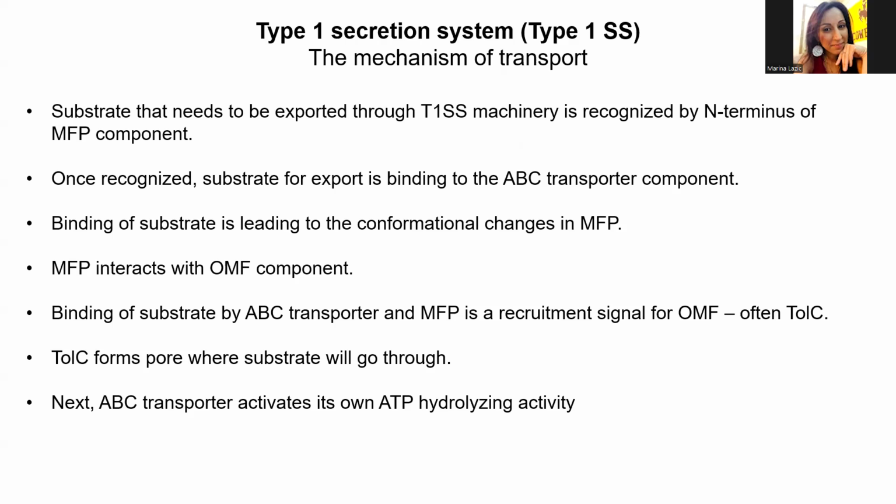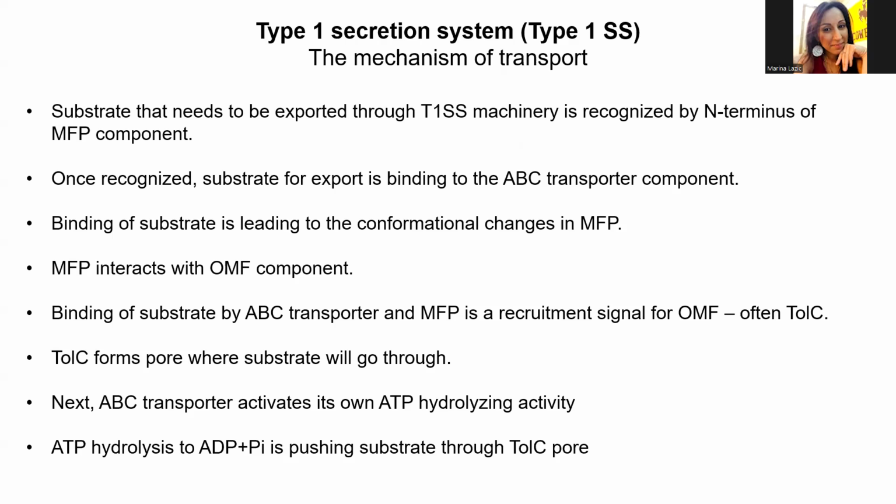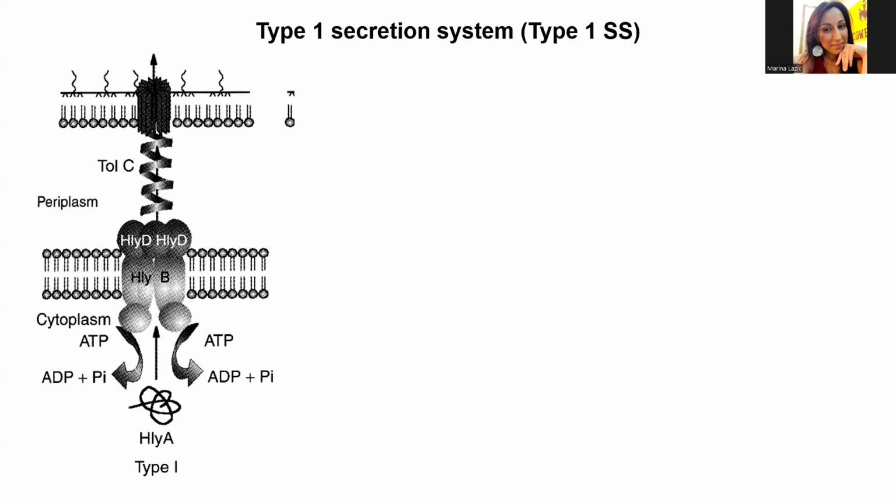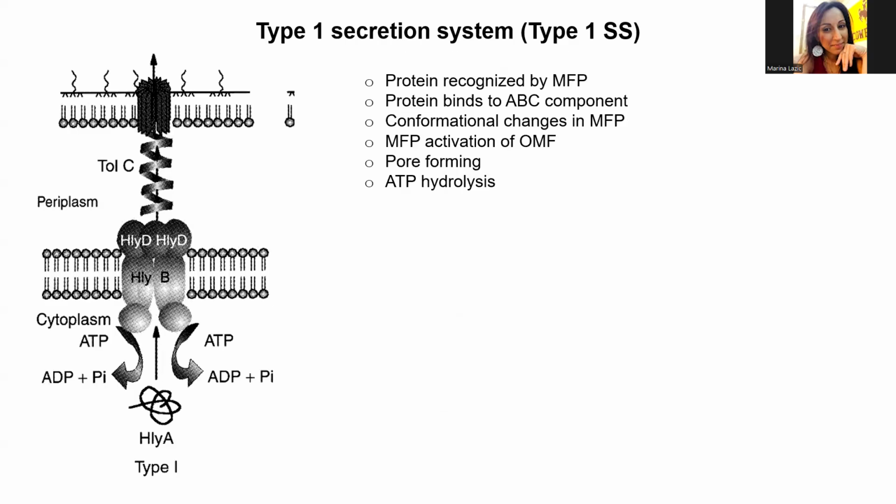So again, the mechanism might be a little complicated. I usually think that the next example, RTX toxin, is easier. This one might be a little more complicated, but I think this is a nice summary of the order that we went through, of how everything is happening for hemolysin export.